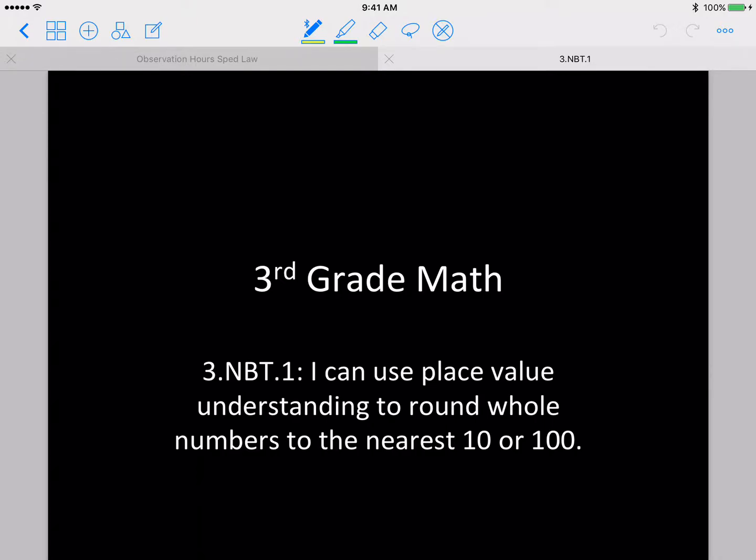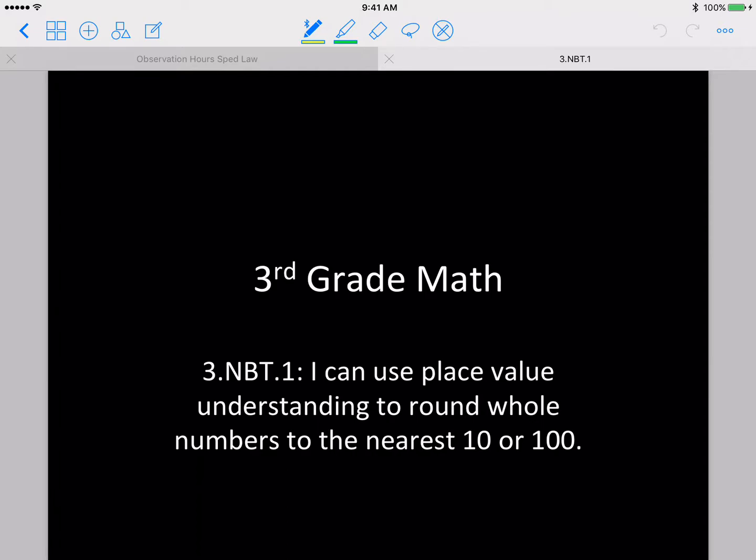Hey everyone, today we are going to be focusing on the learning target 3.NBT, which stands for numbers in base 10.1. And our I can statement says, I can use place value understanding to round whole numbers to the nearest 10 or the nearest 100.